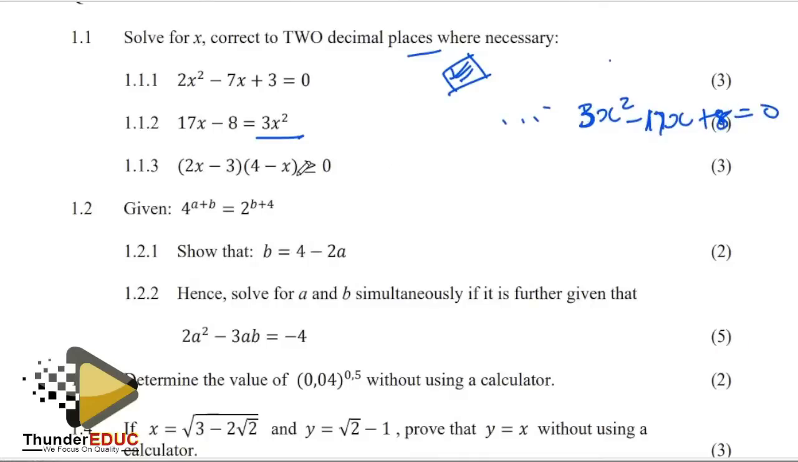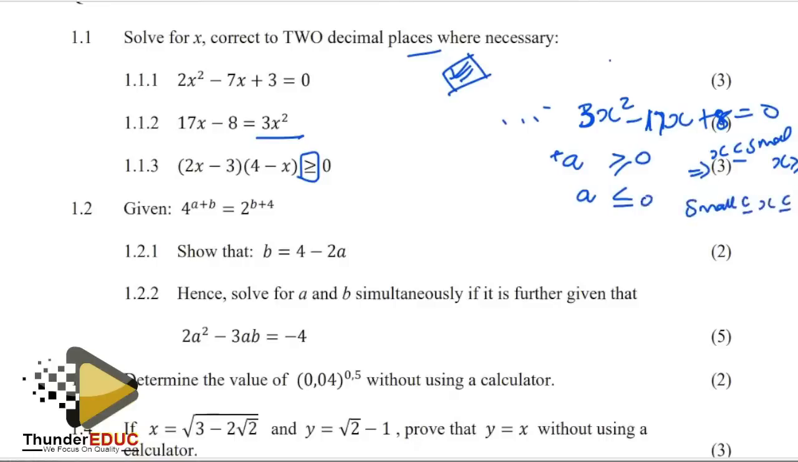And then with the inequalities, you need to pay attention to the A value. Whereby if the A is positive, and the symbol of the inequality is greater or equal to, then your solutions must be x is less than the smaller value, x is greater than the big value. And then if the A is positive, and the inequality is less or equal to, then the small value is less or equal to x, less or equal to the big value. So just pay attention to the sign and the direction.